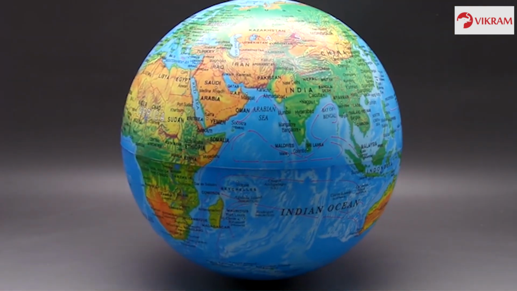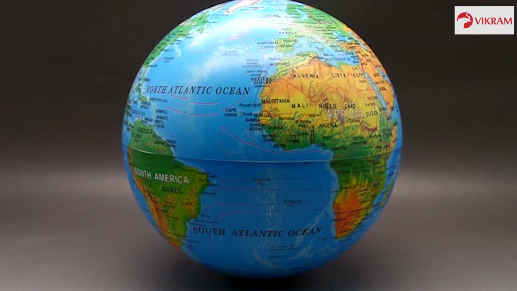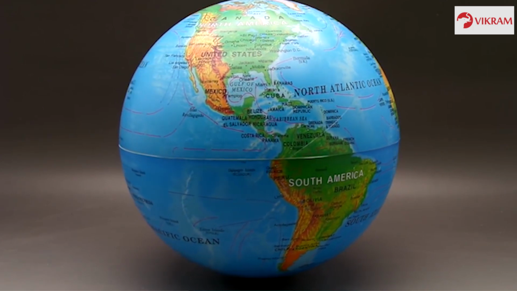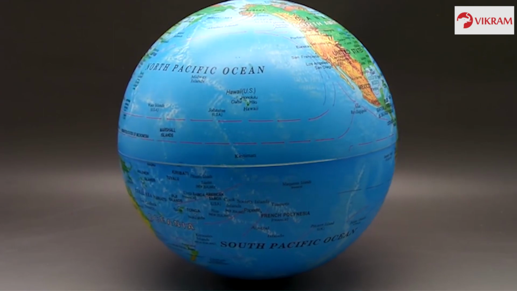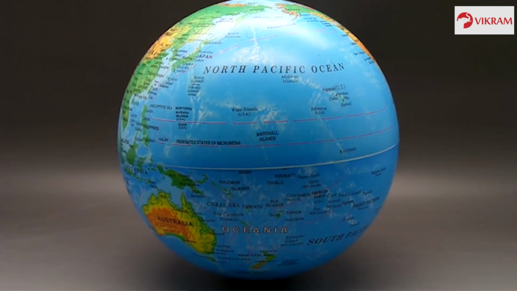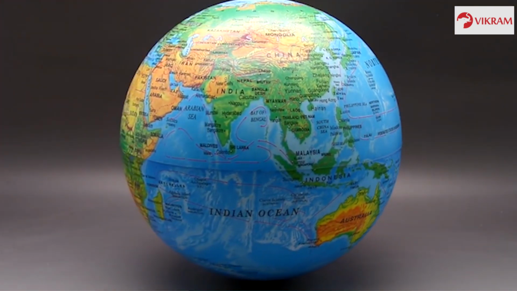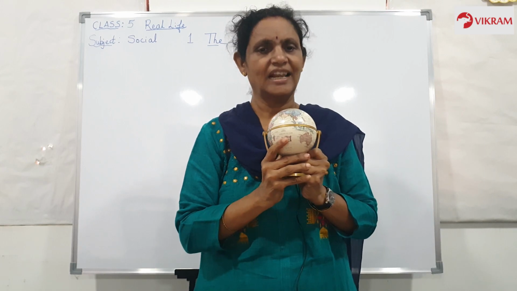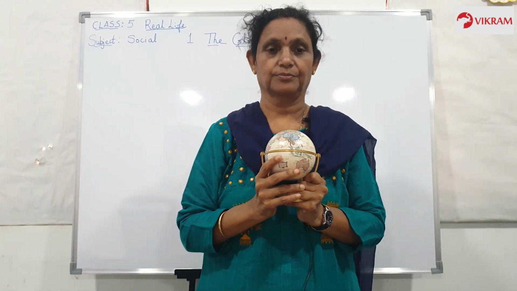A globe is a small representation of our earth. We can see the whole of the earth in a small form on a globe. So, a globe helps us in studying the earth. It also helps us in locating places on the earth. Globes are available in different sizes. Some are small, some are large, some are big. We see globes in schools. Likewise, we can have a small globe in our house also.